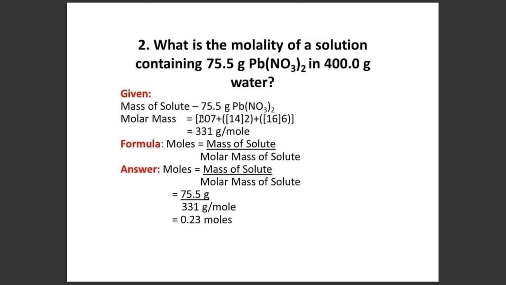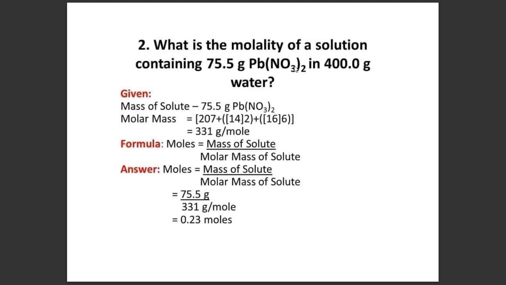We have 207 for lead, 14 for nitrogen, and 16 for oxygen. Adding them up gives 331 grams per mole. This is the molar mass of the lead nitrate. The number of moles of lead nitrate is the mass of the lead nitrate over the molar mass. So we have 75.5 grams of the lead nitrate, which is the solute, over 331, the molar mass. It gives you 0.23 moles of the solute, the number of moles present in these grams of the solute.